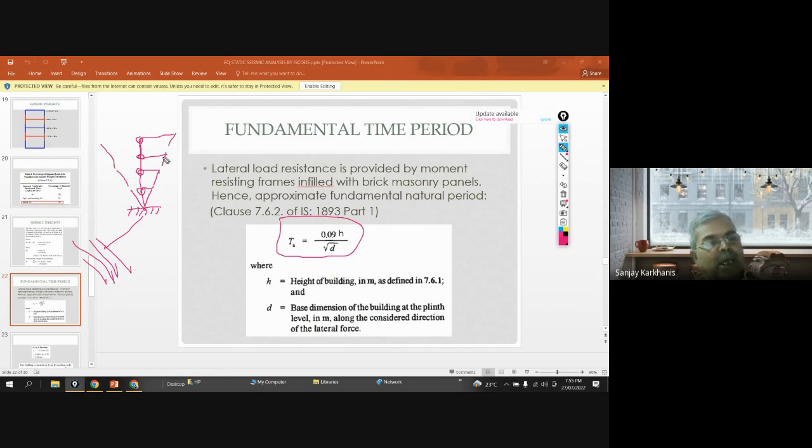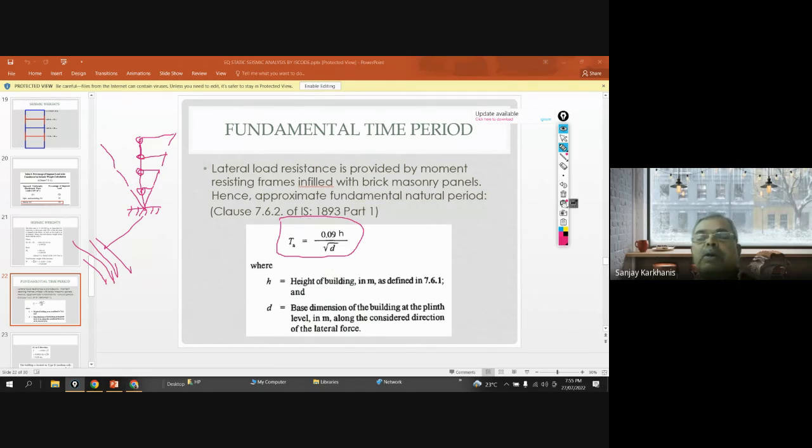Now actually this is a dynamic behavior. So you have to go for dynamic analysis, but for certain conditions, you have to find out with empirical law. Now this is the empirical law that code has given to you. You can see lateral load resistance is provided by moment resisting frame infilled with brick masonry panels. Hence, approximate fundamental natural period as per clause number 7.6.2 of IS 1893 part 1. This is the formula that has been given by code, and this is empirical formula.